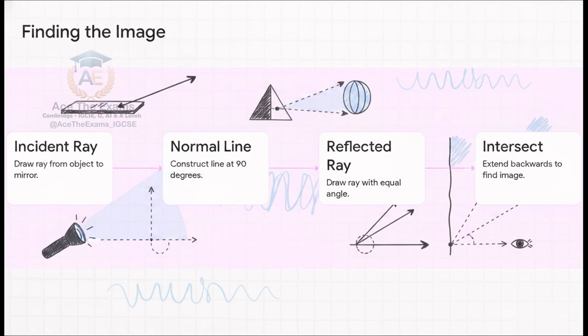It's a simple step-by-step process. Draw an incident ray from the object to the mirror. Then construct your normal line, and draw your reflected ray leaving at the exact same angle. Repeat this entire step with a second ray at a different angle. Because it's a virtual image, those reflected rays spread apart in front of the mirror. Just take your ruler and extend those lines backwards behind the mirror. The exact point where those two imaginary lines intersect, boom, there's your image.